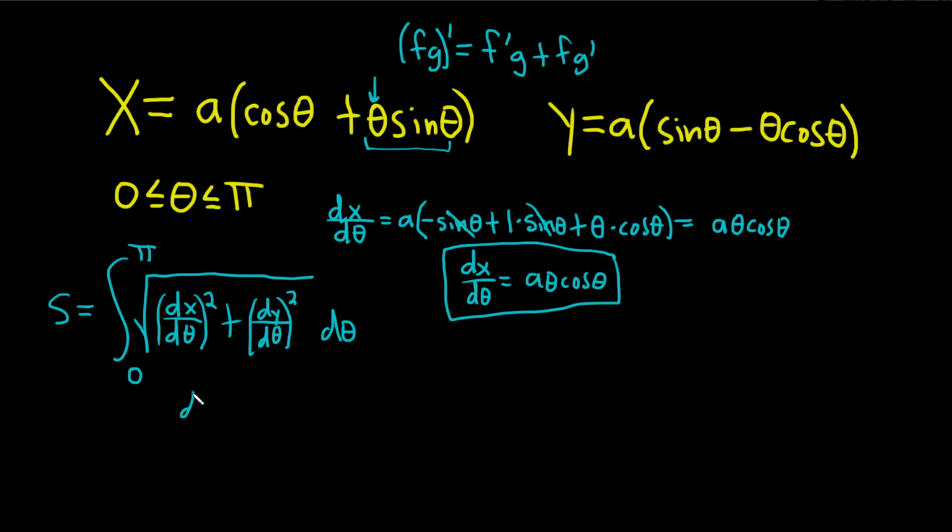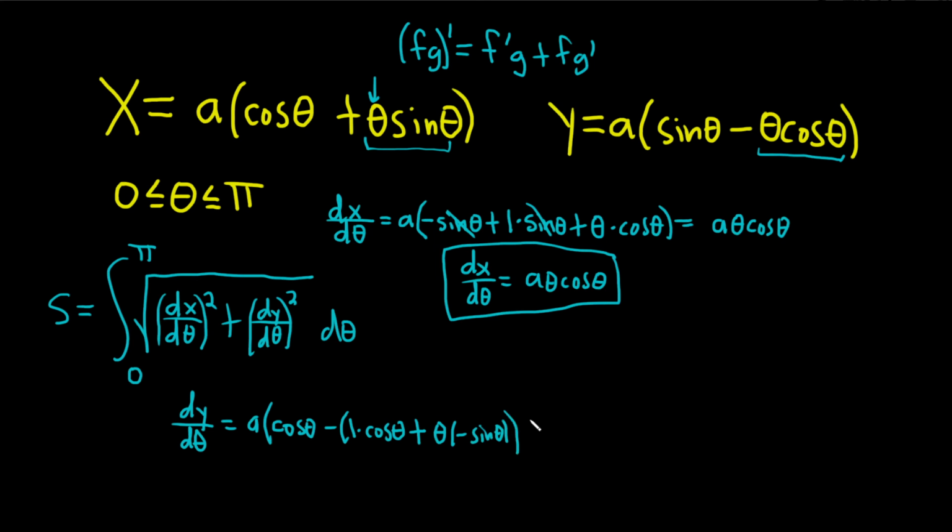Let's find dy d theta. So same thing, the a is a constant, so it's going to hang out. So a, parentheses. And the derivative of sine is cosine, so that part's not hard. So we just get cosine theta. Now here we have the minus. I'm going to leave the minus out and then just really focus on this piece here. So the derivative of theta is 1. That's the derivative of the first times the second, plus the first, which is theta, times the derivative of cosine, which is negative sine theta.